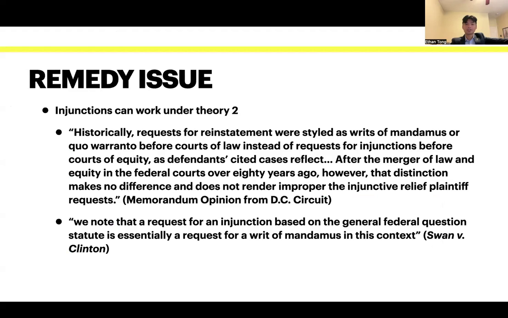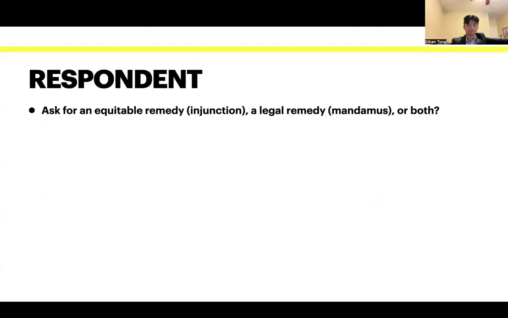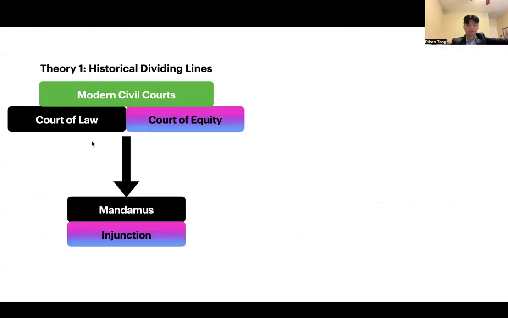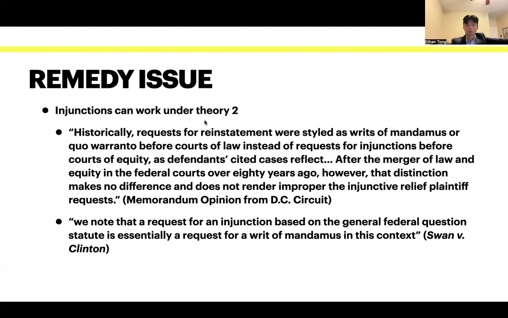If you take theory 2, injunctions can work. Because remember what I just showed you. Under In re Sawyer, injunctions simply cannot work. Here, let me show you. Remember this quote that I showed you from Sawyer. A court of equity has no jurisdiction over the appointment and removal of public officers. So injunctions won't work under theory 1. This is theory 1. But under theory 2, injunctions actually could work.